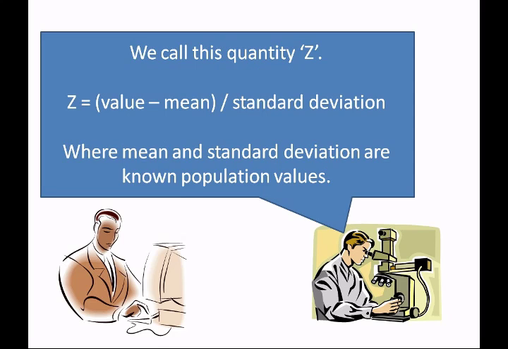Yep, we call this quantity Z, and if we were to put it into mathematical terms, we'd say Z equals the individual value minus the mean divided by the standard deviation, where the standard deviation and the mean are known population values.